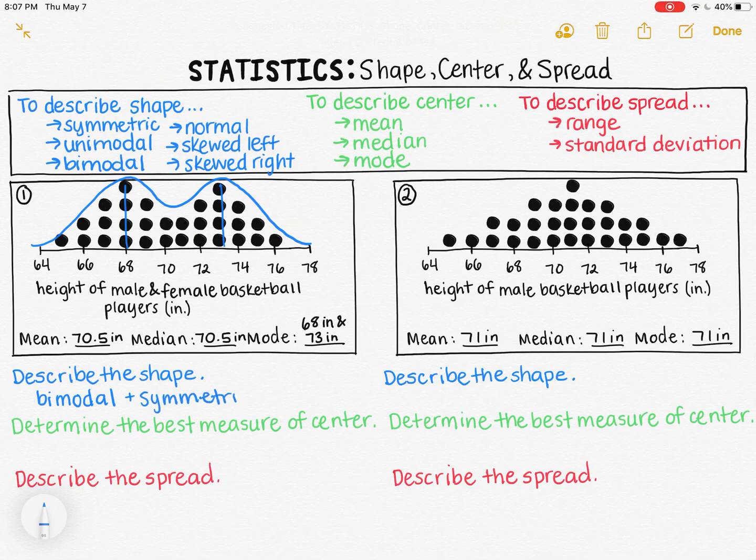The other word we want to use to describe this is symmetric. As you can see, if I were to draw a line down the middle, you'll see that the graph looks the same on both sides of that line.